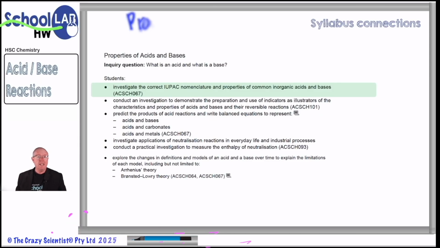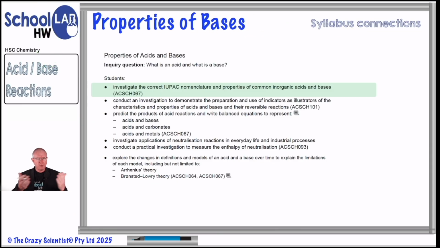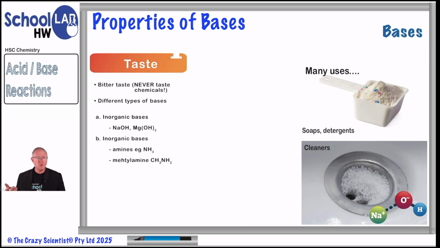Right, now we're on to looking at bases, and we've looked previously at the characteristics of acids. Now let's focus our attention on bases, looking at the properties of bases and examples of bases before we get into naming them. So what about taste? Acids taste sour, bases are bitter. Not that you of course ever taste bases, but bitterness is usually the characteristic of a base.